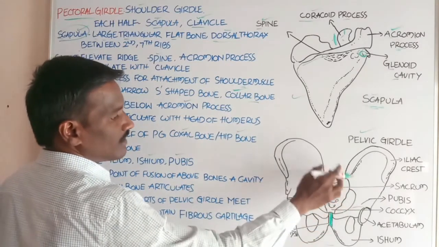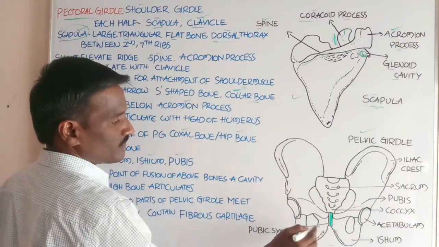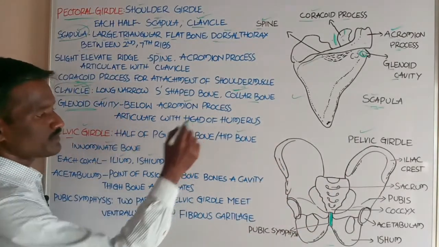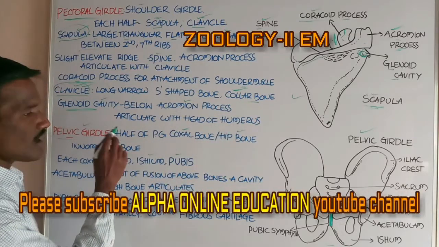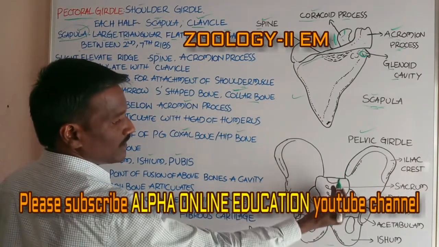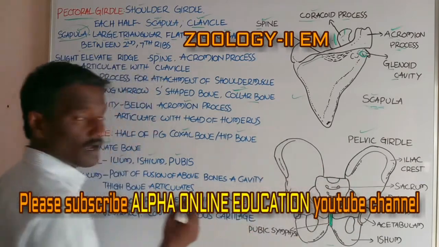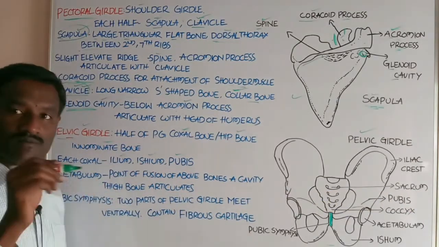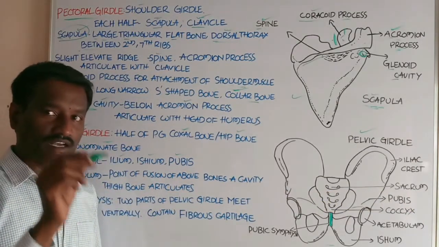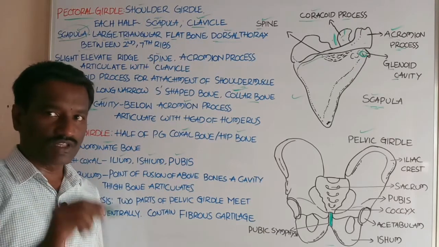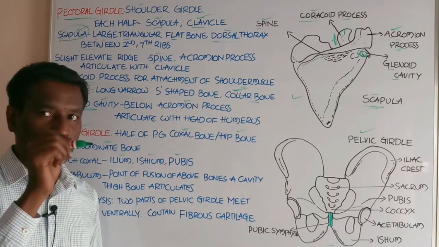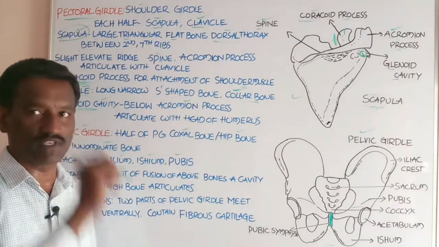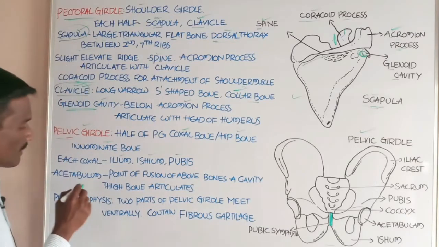The pelvic girdle is also divided into two parts. Each half of the pelvic girdle is called the coxal bone, hip bone, or innominate bone. If you observe each coxal bone, it is divided into three bones: the ilium, the ischium, and the pubis. And what about the acetabulum?